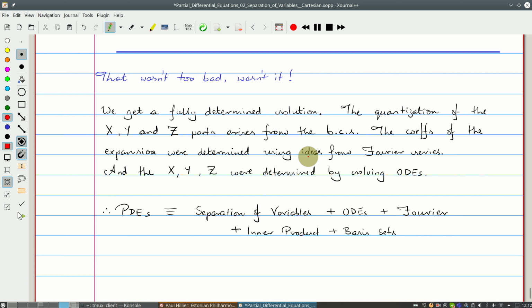And this is going to be the same thing. You're going to see the same kind of quantization arising when you solve the Schrodinger equation. The quantization condition always arises from the boundary conditions. Without the boundary conditions, you won't have quantization. The coefficients of the expansion were determined using ideas from Fourier series, and all of the functions capital X, capital Y, and capital Z were determined by solving ordinary differential equations. So what we've succeeded in doing is partial differential equations, plus the separation of variables, is equivalent to ordinary differential equations plus Fourier series plus an inner product plus basis sets.